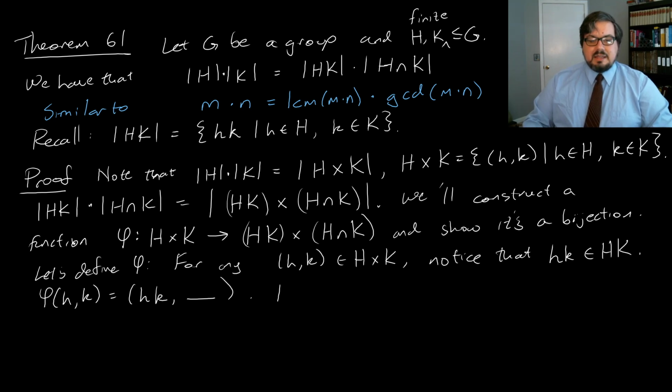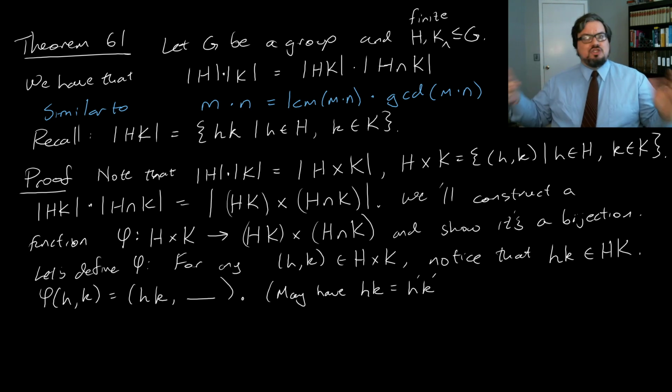The difficulty here, and the reason why we can't stop here, is that an element in HK may have several different representations. So we may have that some hk is the same as some h prime k prime. Multiplication doesn't have to be injective in any sort of way. We can get the same result from two different multiplications. So what I want to do is, for every element of HK, pick a particular representation of it. I want to fix a particular representation. And in particular, that's equivalent to just picking one particular h that goes into it.